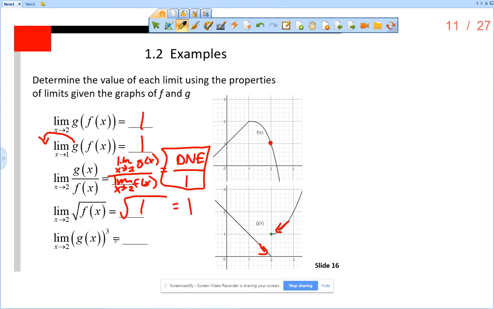And then here, kind of the same idea. We're going to take the limit as x approaches 2 of g, and then we're going to cube that result. So what is the limit as x approaches 2 of g? Well, that limit does not exist. So does not exist cubed, well, of course, that does not exist.